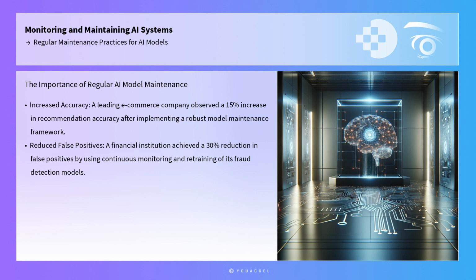The importance of regular maintenance practices for AI models is underscored by numerous case studies. For instance, a leading e-commerce company, after implementing a robust model maintenance framework, observed a 15% increase in recommendation accuracy, leading to a significant uplift in sales. Another example is a financial institution that used continuous monitoring and retraining of its fraud detection models, resulting in a 30% reduction in false positives.